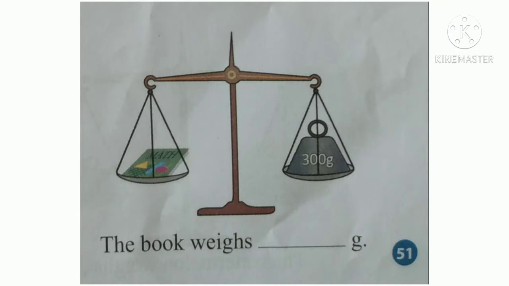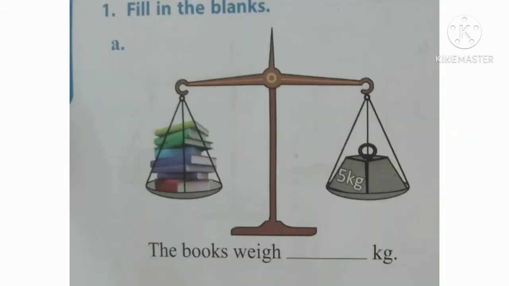The next one, we have to find out the weight of book. Here the weight of book is 300 gram because the two pans remain in the same level. Let us solve some more problems in which we have to find out the weight of things by using standard weight. Let us solve the first problem. Here you can see one pan containing some books and the other pan containing a 5 kilogram standard weight. So we can say that the books weigh 5 kilogram.